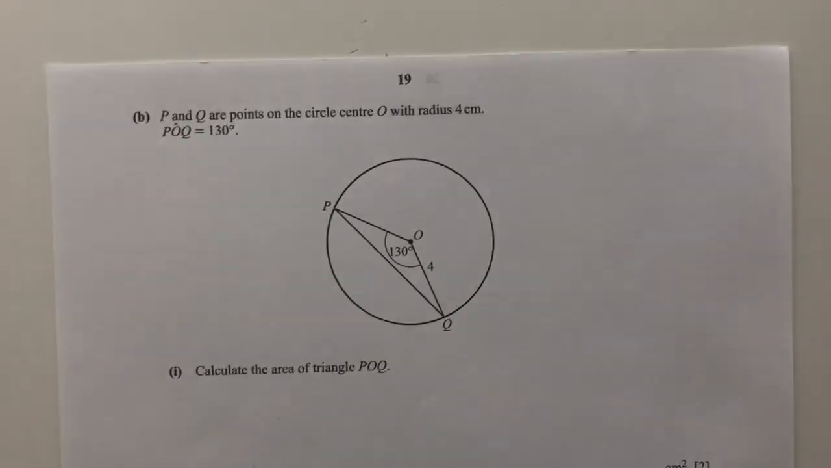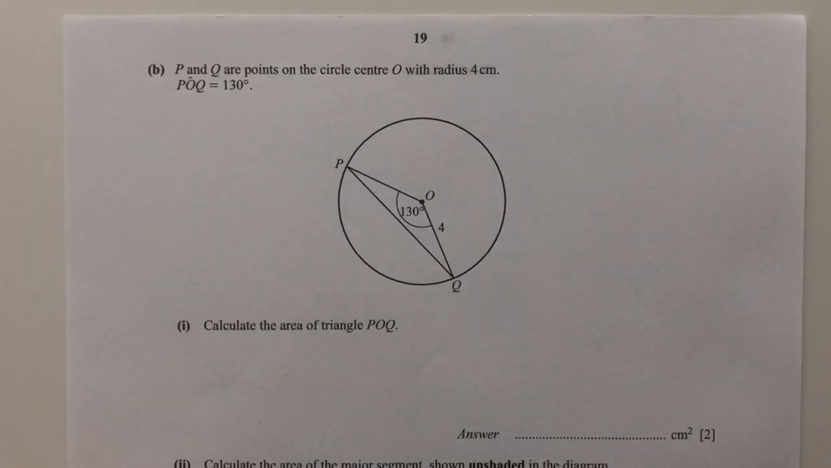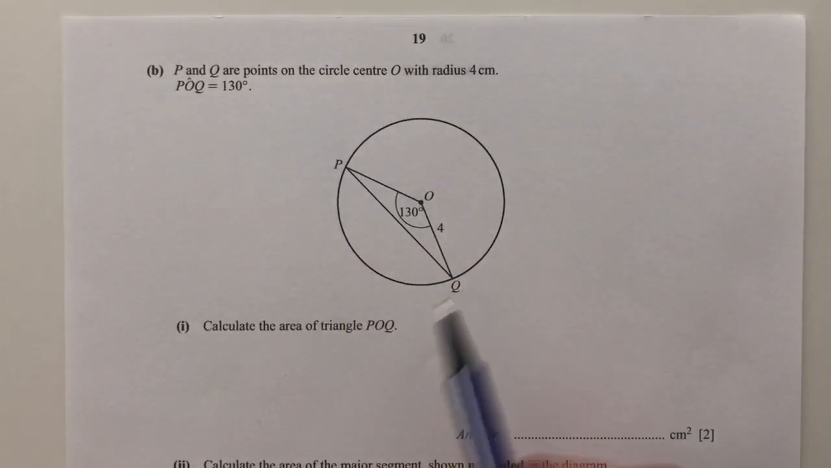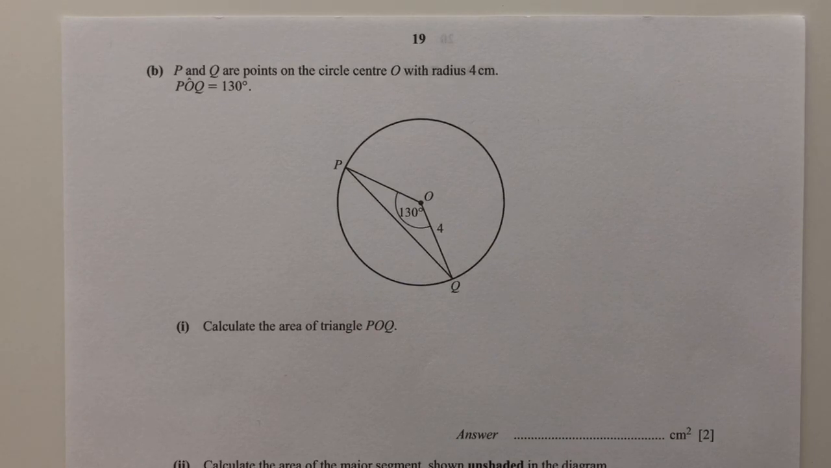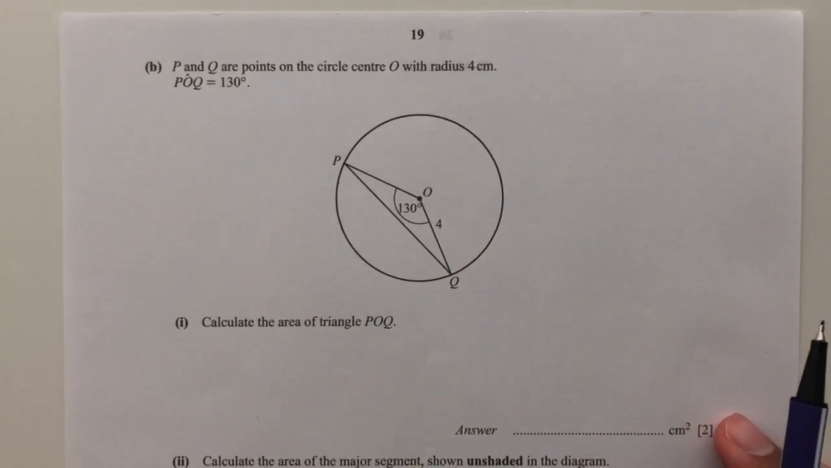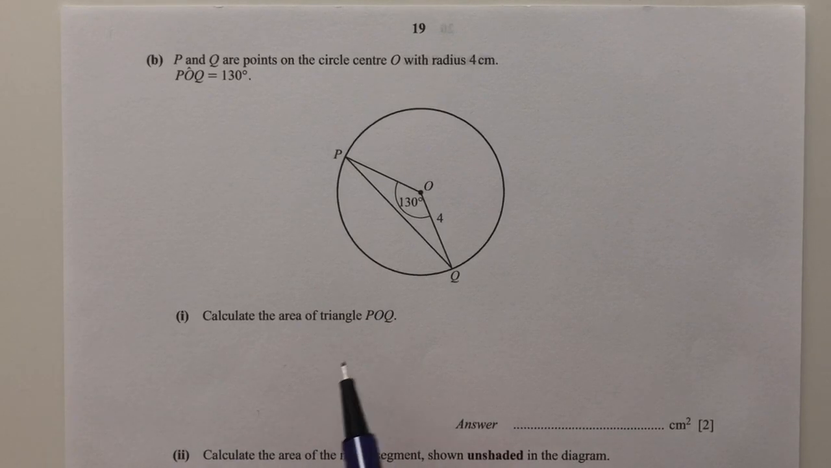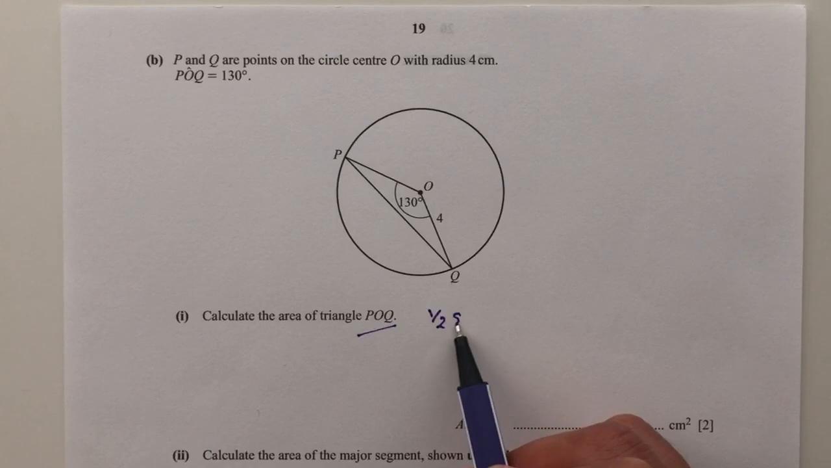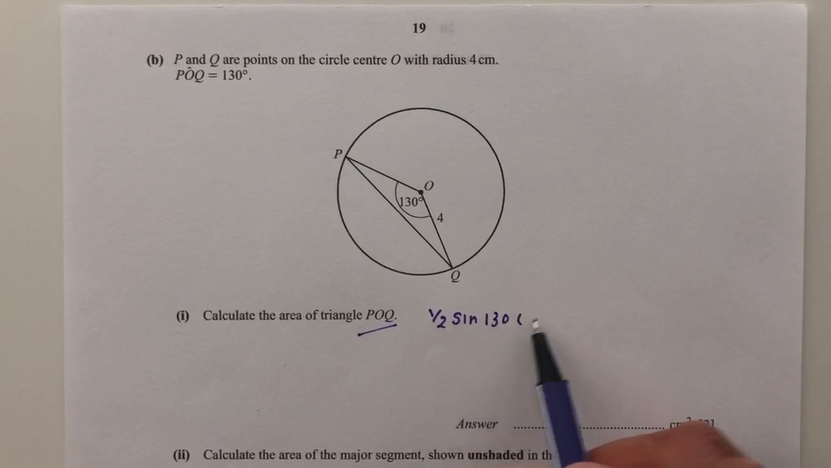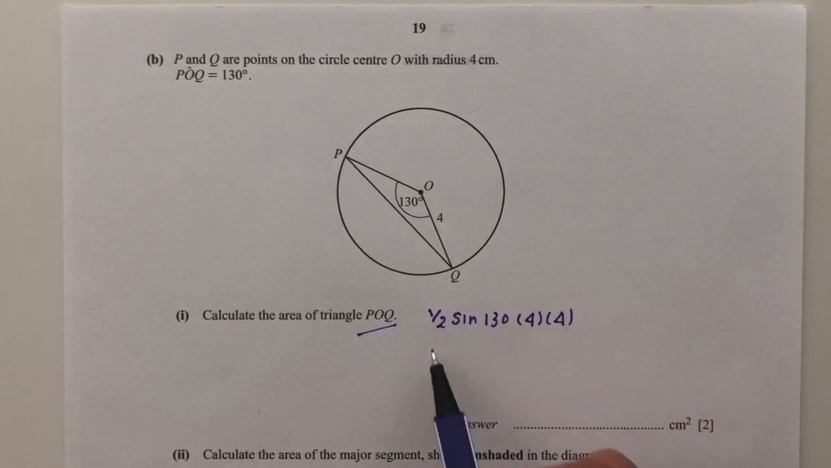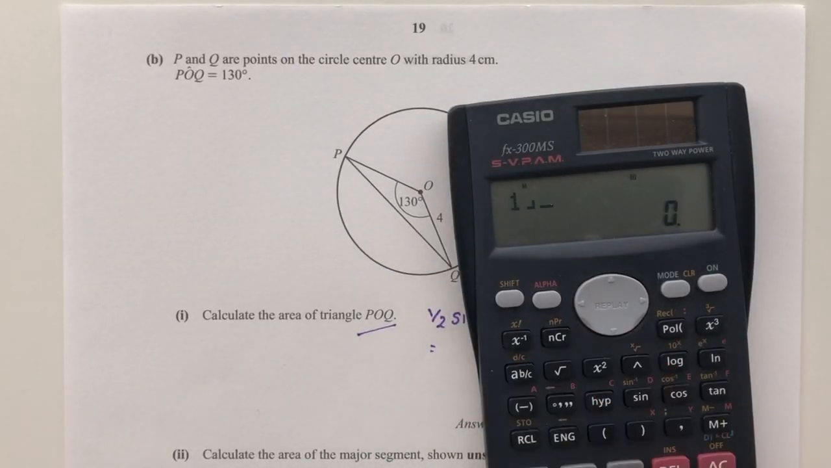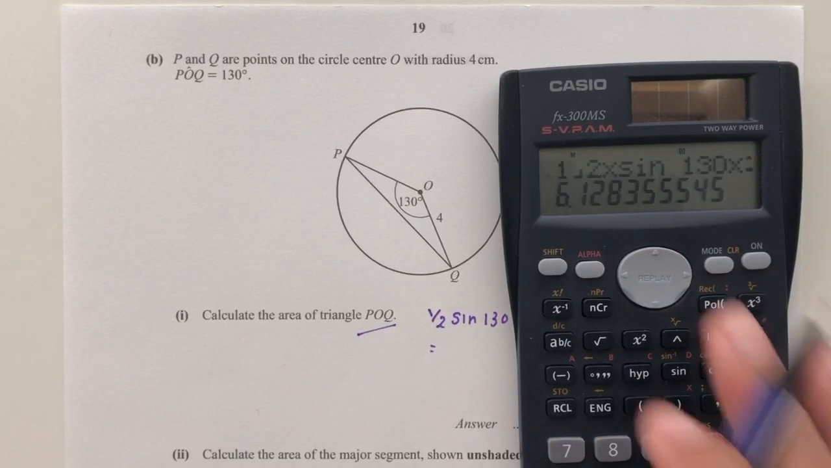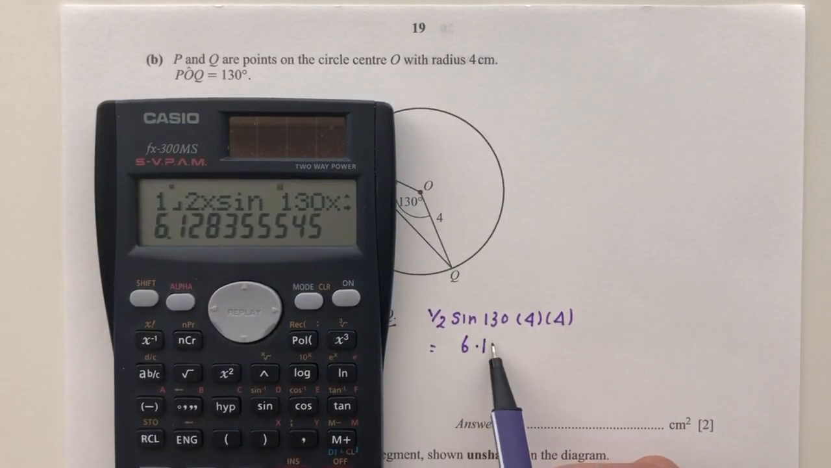Okay, now we have part B. It says P and Q are points on the circle center O, with radius 4, and angle POQ is 130. First one is find the area of triangle POQ. Pretty easy. So half times sine of the angle 130 times 4 times 4. That'll be 1 over 2 times sine 130 times 4 times 4. That will be 6.128.